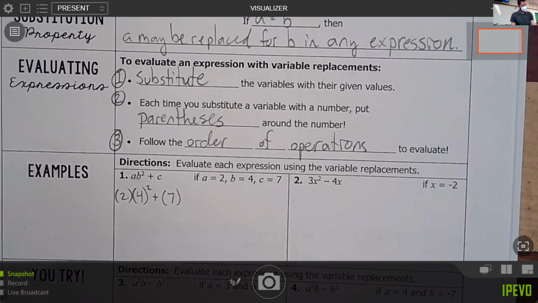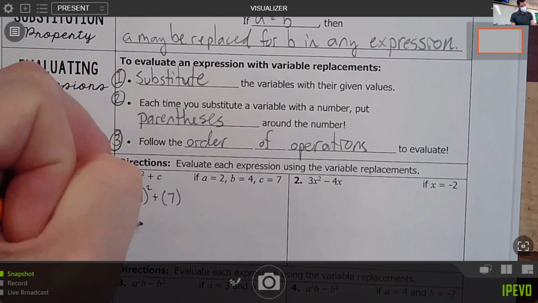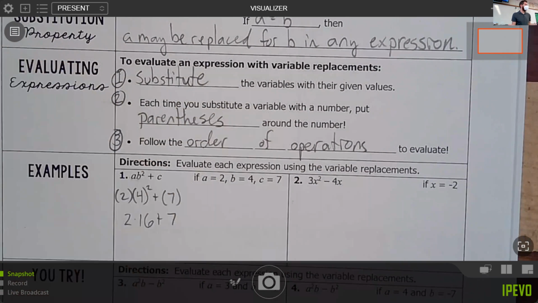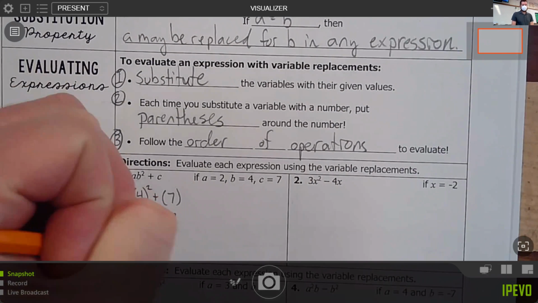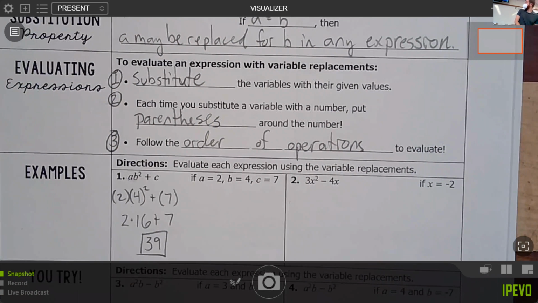That's 4 times 4. So we get 2 times 16 plus 7. Notice I can drop the parentheses. Really, you're just putting them in there initially to get them isolated and separated from one another. And then once you start working through it, you're good to go. All right, so we got some multiplication and we have some addition. 16 times 2 is 32, and then 32 plus 7 gives us our answer of 39. All right, so that's our first one.